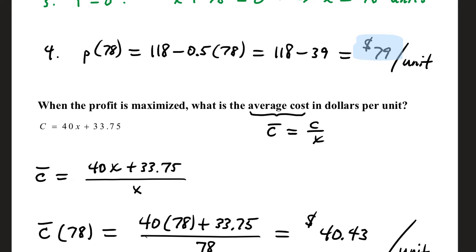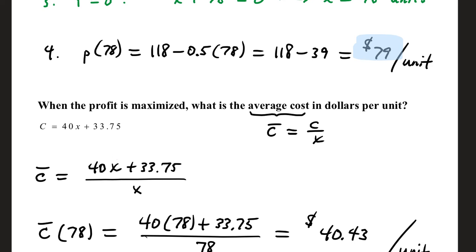When the profit is maximized, what is the average cost in dollars per unit? Well, average cost is total cost divided by x. From the original problem, total cost was given as 40x plus 33.75. Dividing each term by x gives us, well, I tell you what, since we're only going to substitute in 78, I'm not going to worry about reducing.